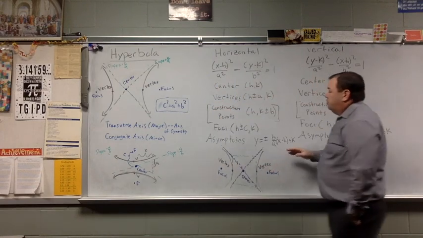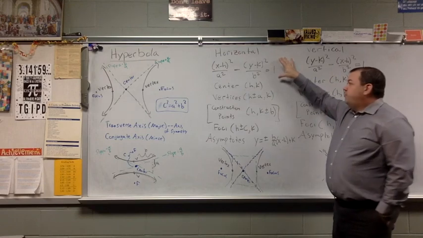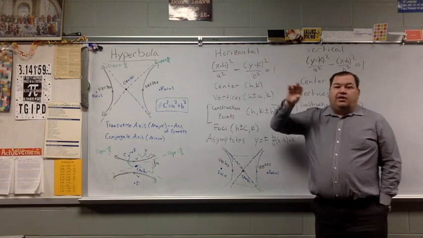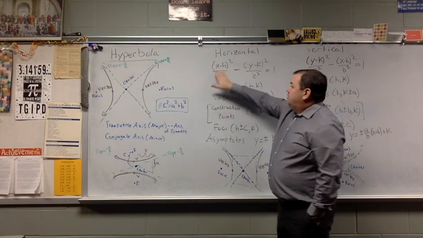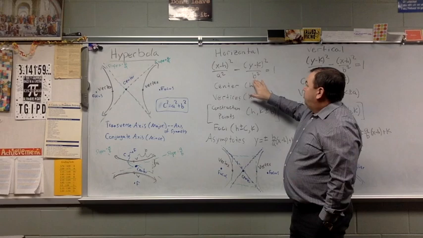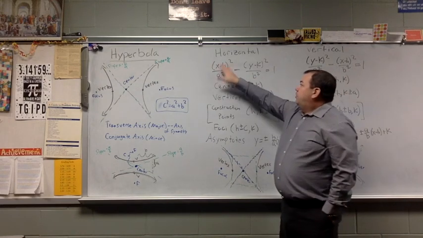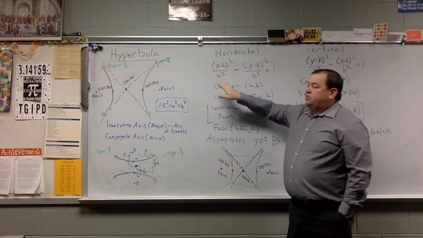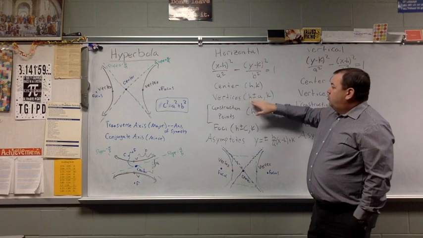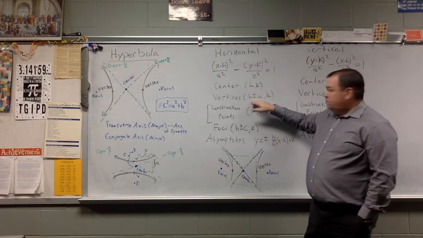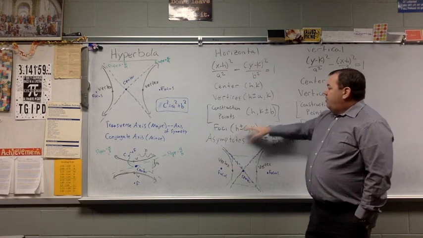Let's start with the horizontal one. So here's the equation for the hyperbola. The only difference between this equation and the ellipse equation is now we have a minus sign. That means this is the bigger number, this is the smaller number, and our center is still in the same place. This particular one, a horizontal one, has x in charge, it has the bigger number. So we're going to change the x coordinate to get my vertices. We're going to change the x coordinate to get the foci.